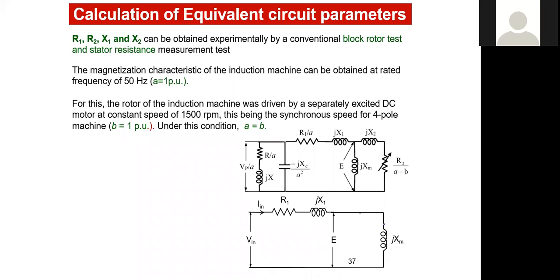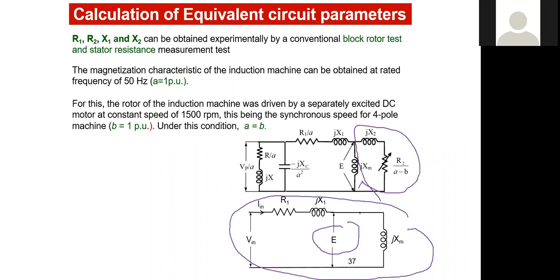The E versus Xm characteristics are very essential for simulating or predetermining the performance of the induction machine. In this regard, the magnetization characteristics of the induction machine can be obtained at the rated frequency of 50 Hz, that is A equal to 1 per unit. For this, the rotor of the induction machine is driven by a separately excited DC motor at a constant speed of 1500 RPM for a 4-pole machine. Then B is equal to 1, that means A is equal to B, so the slip term is equal to 0 and the circuit will be open circuited. Then the equivalent circuit is modified like this, and the E versus Xm characteristics can be computed.